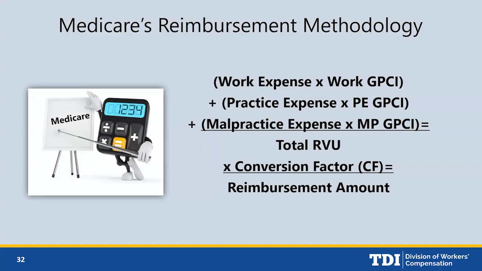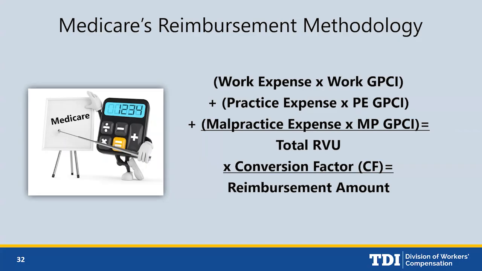So they're looking at your work expense according to your work GPCI, which is Geographical Practice Cost Index. That's just basically where you are in the state of Texas. So they're adjusting it for your area. They're taking your practice expense and then against the GPCI and the malpractice expense against your GPCI for your location in Texas. So it varies across Texas.